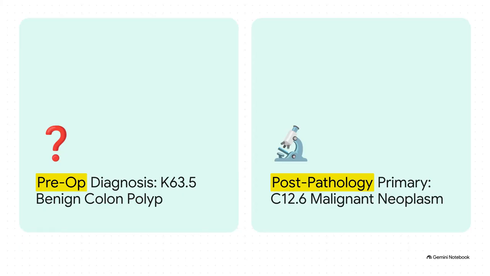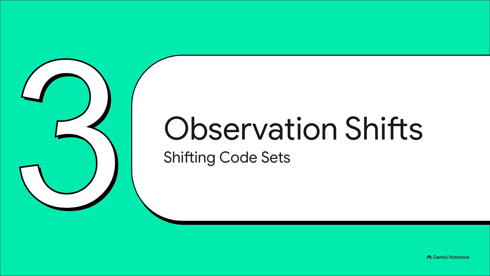This is a brilliant illustration of how a claim transforms. Imagine a patient comes in for a benign K63.5 colon polyp. But wait, literally right before you drop the claim, the lab report comes back and confirms a malignancy. That benign indication instantly shifts to a malignant primary diagnosis, C12.6. Your claim has to reflect the absolute highest degree of certainty available the exact moment you code it. Moving right along to Section 3.